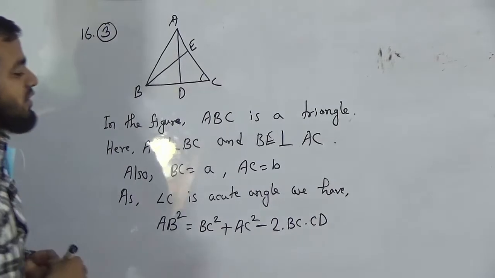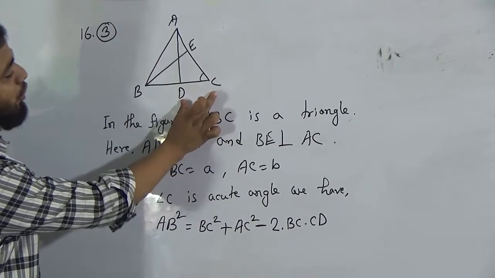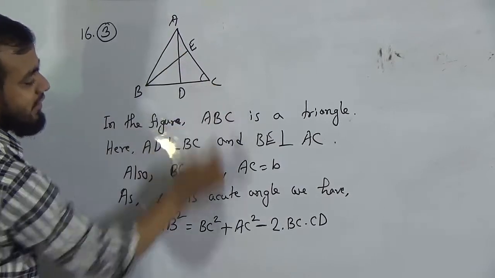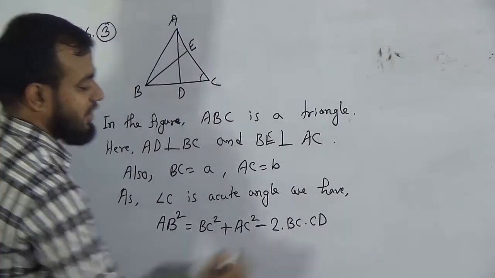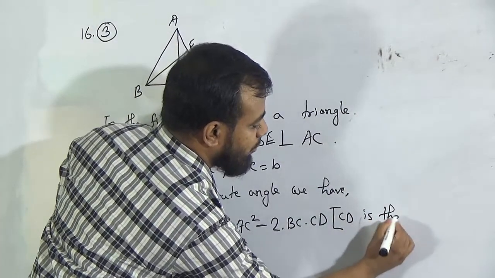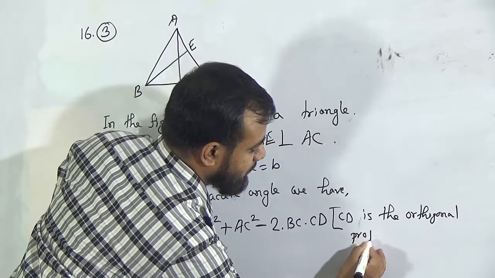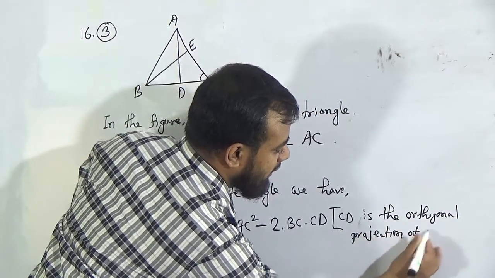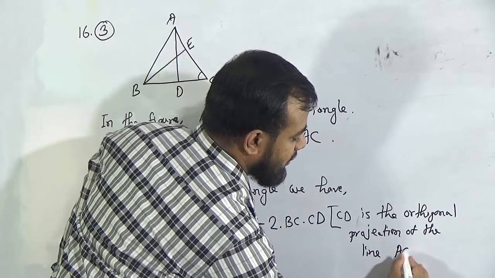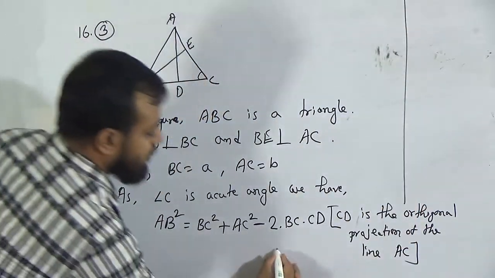So we can write down it's BC into CD. Because BC line is given, and CD is the orthogonal projection of the line AC. CD is the orthogonal projection of the line AC. That's why I can write down 2 into BC into CD. Write down the note: CD is the orthogonal projection of the line AC. Okay. This is suppose equation number 1.